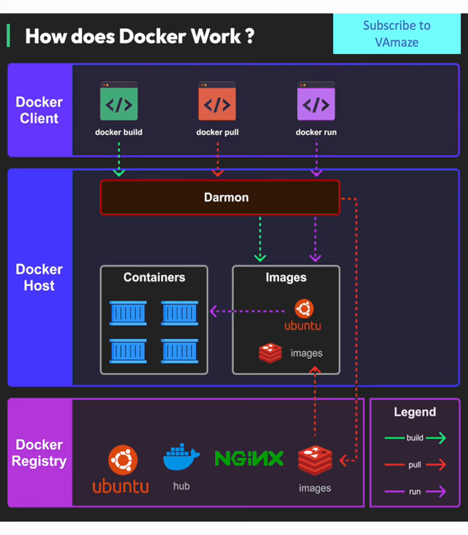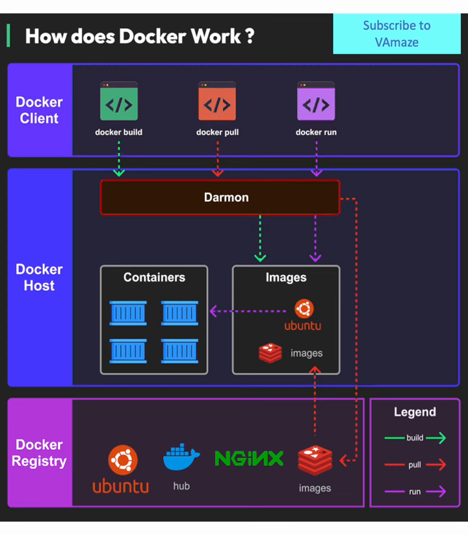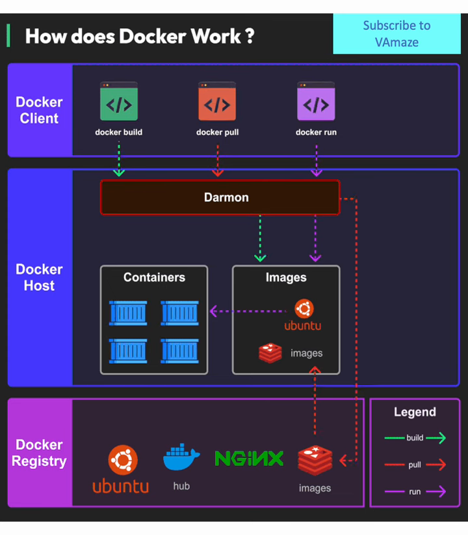Reusable. One image can spawn multiple containers. Versioned. Images can be tagged with different versions for better management. Layer 3. Docker Registry, the central distribution network. The Docker registry serves as the central hub for storing and distributing container images. The most popular public registry is Docker Hub, but organizations often maintain private registries.